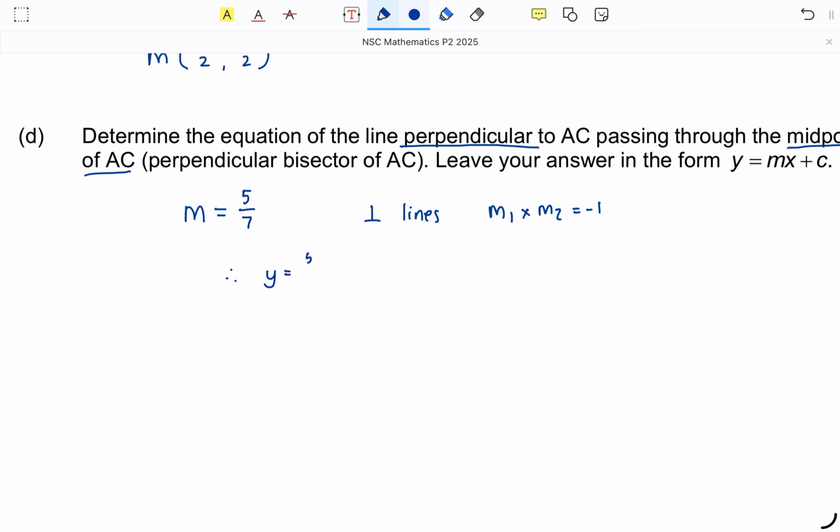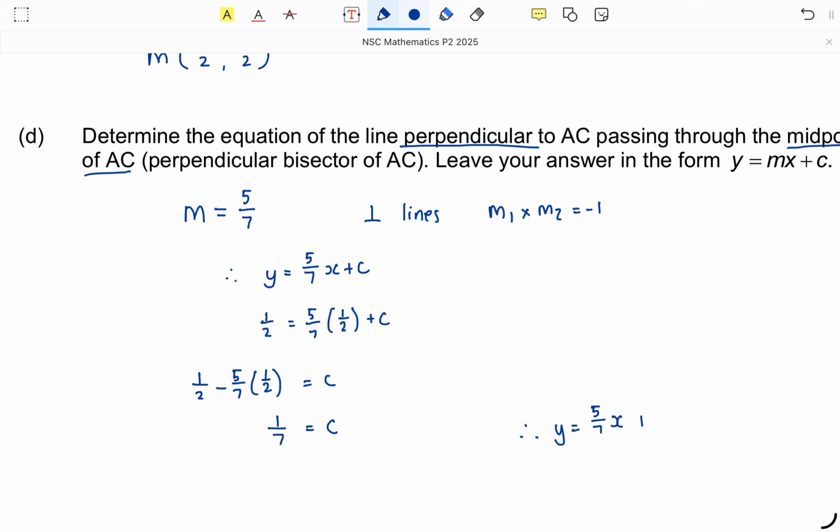So far our equation is 5 over 7x plus c. It also tells us that it's going through the midpoint, which means I'm going to sub the x and the y values of the midpoint into the equation. And then I'm going to go to my calculator to solve the c value. And once we type this into our calculator, then we're going to get the c value as 1 over 7, meaning our final equation is 5 over 7x plus 1 over 7.